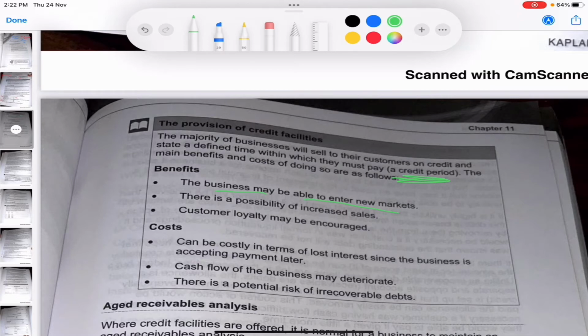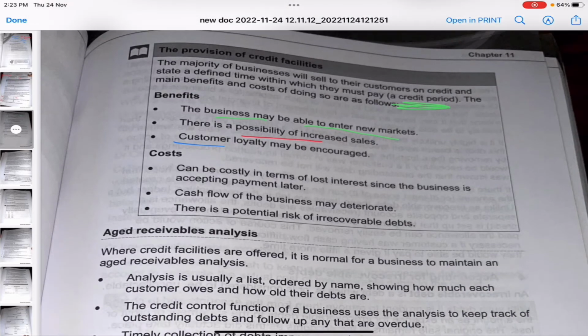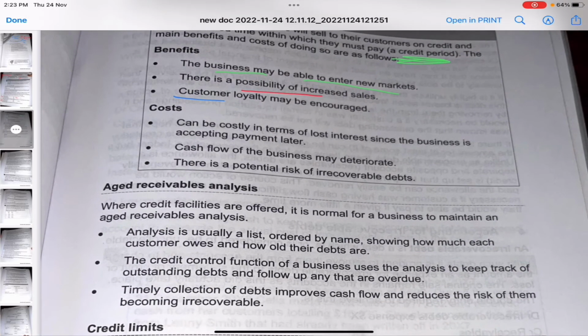Then there is a possibility of increased sales, obviously. So if a person knows that when I buy from this business they can give me stuff on credit, then obviously more and more people will buy, right? Customer loyalty may be encouraged. Whenever we make sales and a repeat customer conducts a business transaction with us, then loyalty also gets increased. The person would come to us and buy from us more often.